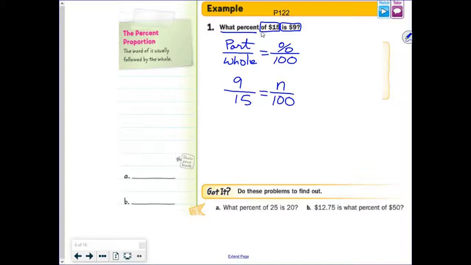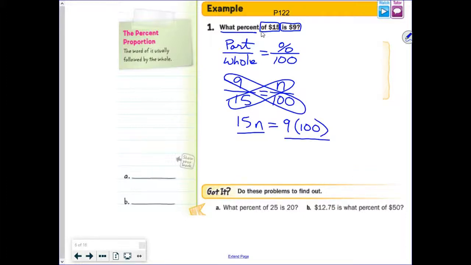How do we solve proportions? Well, the same way we did before. We cross multiply because cross products in proportions have to be equal. So I get 15n is equal to 9 times 100. Then to get n by itself, I divide by 15 on both sides. Now, at this point, I can look and see if I can do this mentally or if I need to use my calculator. I probably can do it mentally, but it would require me to reduce things multiple times. And so, why not?